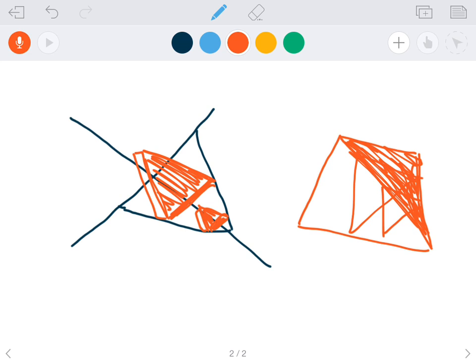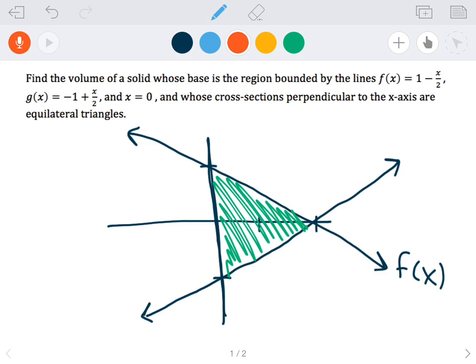So what I'm going to do is go back to my picture of the base, and draw just a representative cross-section. It would have a base, say, right here. There's my representative cross-section. And this has a length from here to here. We'll call that length L.